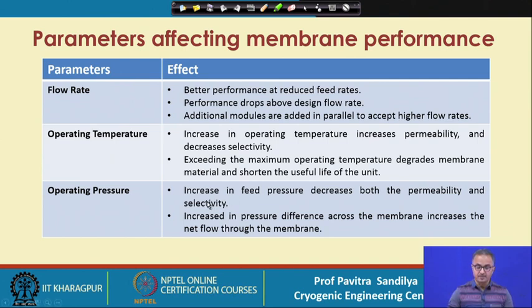In case of operating pressure, if the operating pressure is high, then both the permeability and the selectivity increase. If the difference between the pressures on the permeate side and the retentate side is very high, then the net flow through the membrane will increase, but at the same time we have to keep in mind that the membrane should have enough mechanical stability to withstand that kind of high pressure difference across it.